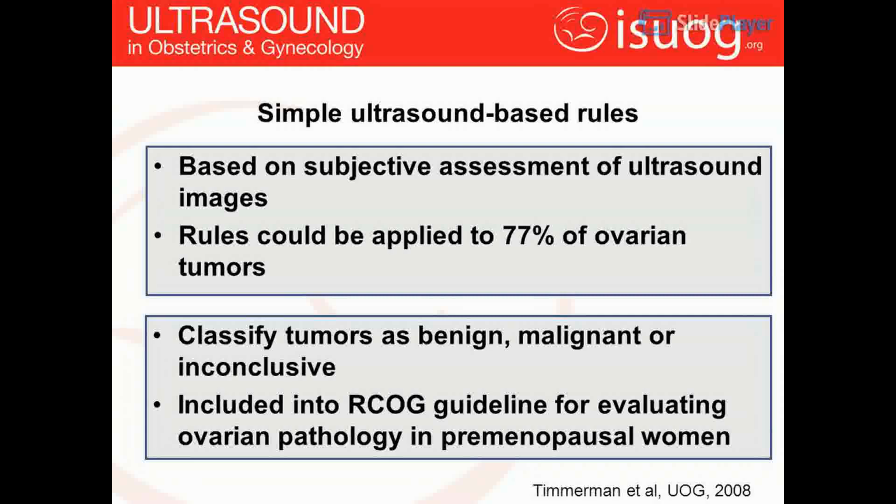Simple ultrasound-based rules, based on subjective assessment of ultrasound images. The rules could be applied to 77% of ovarian tumors, classifying tumors as benign, malignant or inconclusive. They included the IOTA guideline for evaluating ovarian pathology in premenopausal women. Timmerman et al., 2008.